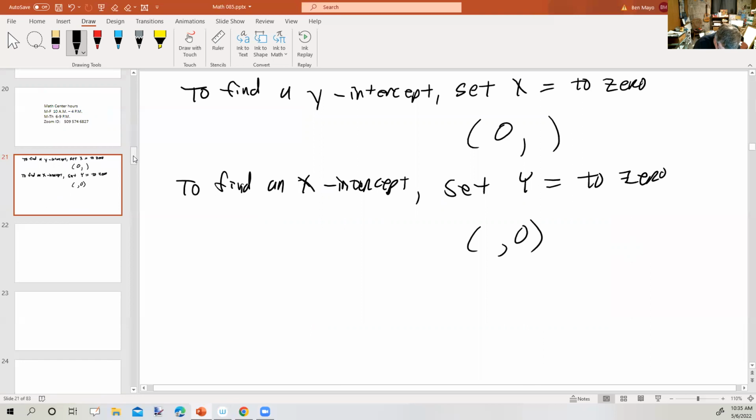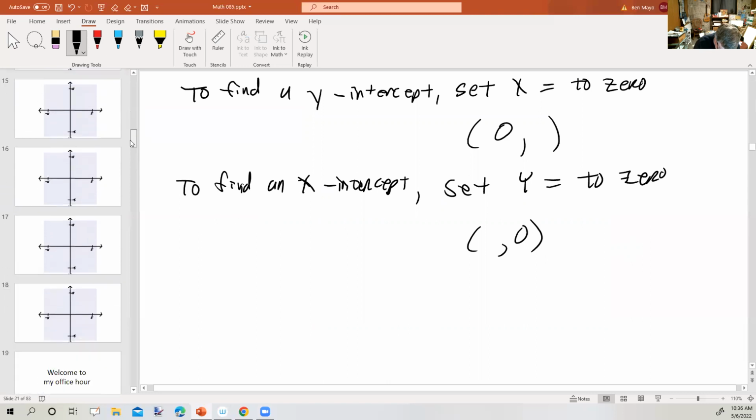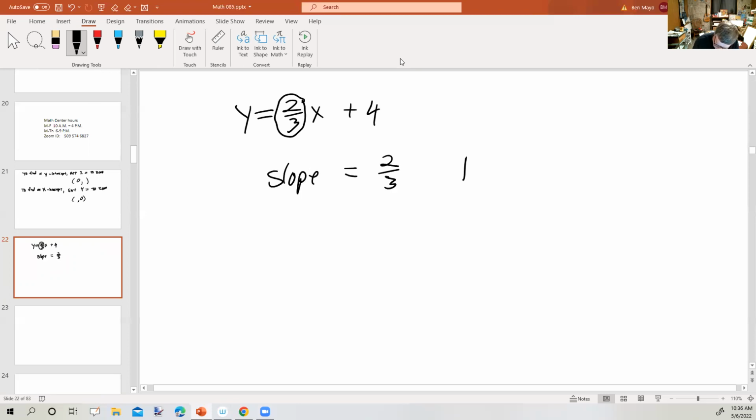All righty. Let's go to this. Yesterday, we looked at equations in the form y equals some number times x plus some number. And we said that when it was in this form, the coefficient of x was the slope. So the slope would be 2/3. That is to say, go up 2 and over 3 to the right. We also talked about that the letter m is used to stand for the slope.